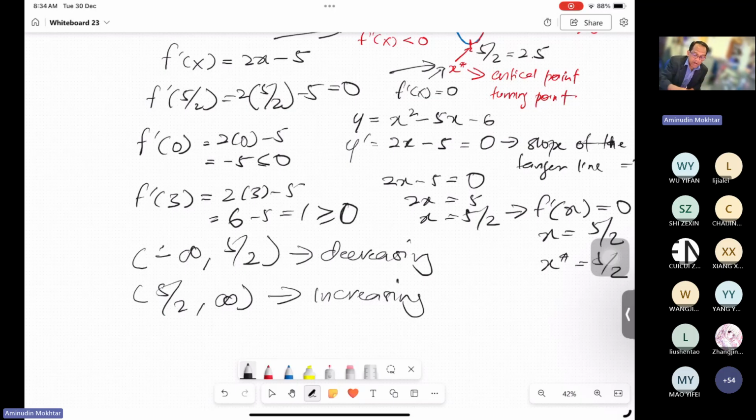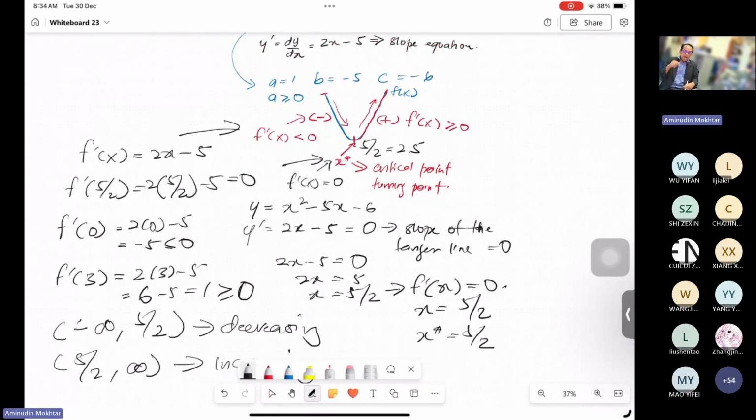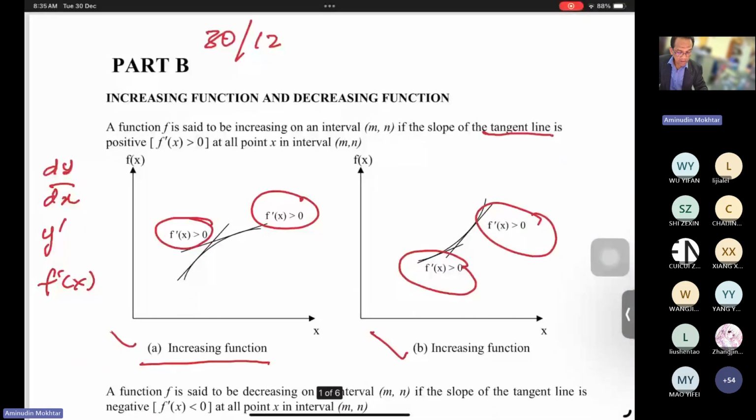That's how to determine the positive and negative areas of the slope of the function. When the slope is positive, the function is increasing. But when the slope is negative, the function is decreasing. That's how to relate differentiation with the slope of the function, or the slope of the tangent line. That's about increasing and decreasing functions. You can refer to this page, part B.